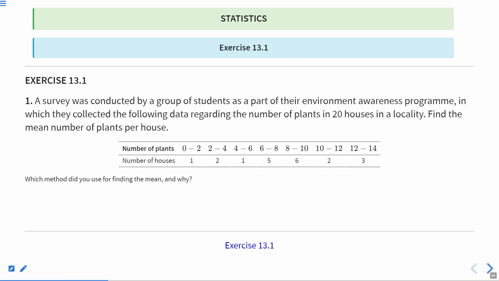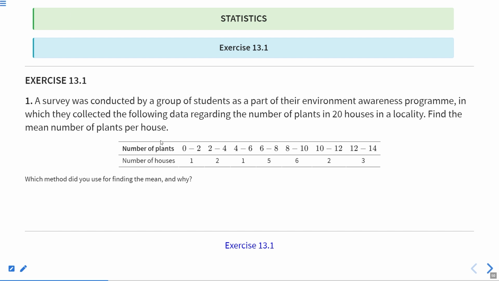Okay, so question number 1. Here we have a survey that was conducted by a group of students as a part of their environment awareness program, in which they collected the following data regarding the number of plants in 20 houses in a locality. Find the mean number of plants per house.